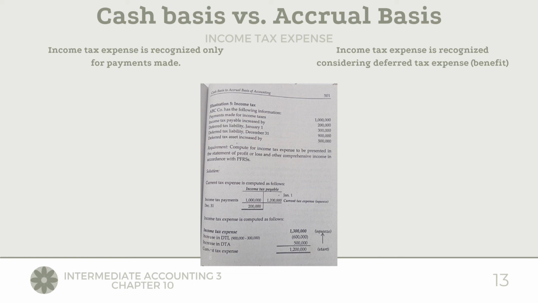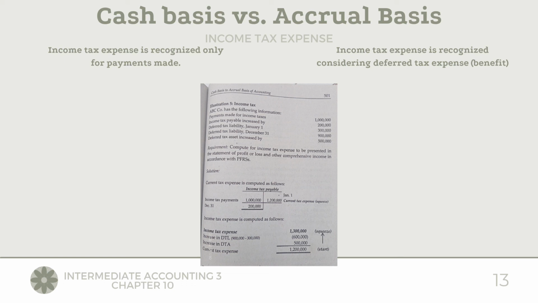Here's the solution. The current tax expense is computed as follows. The income tax payments for December 31 na 1 million and for January 1 is 1.2 million. Pero paano natin nakuha yung 1.2 million na yun? Tignan natin yung computations baba.